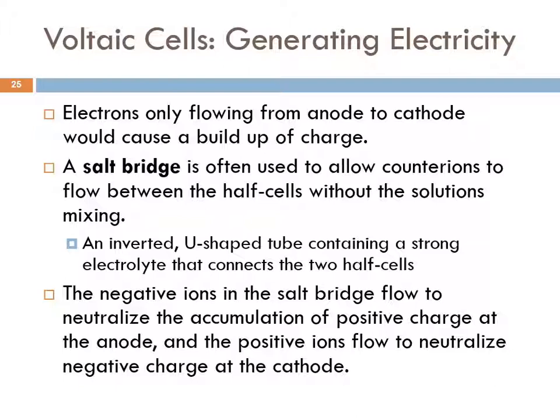And what happens then is that the negative ions that are in the salt bridge, so if it was potassium nitrate, the nitrate ions could flow to neutralize the accumulation of positive charge at the anode. And then the positive ions, the potassium ions, can flow the other direction to neutralize the negative charge. Like it's the things inside the tube that are separating, not something coming from this beaker going to that beaker.